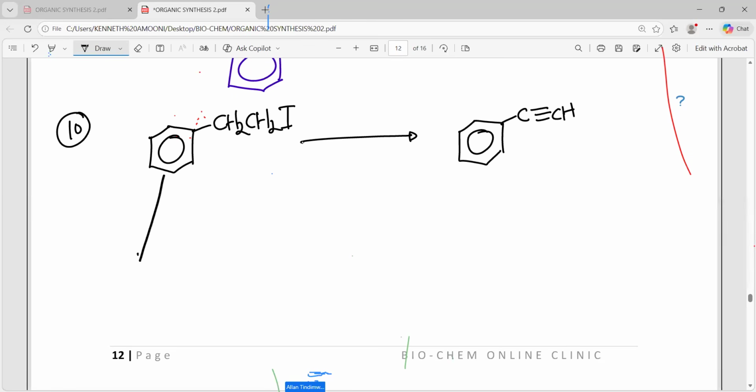So from here, what am I going to do? I can first convert that to an alcohol so that I form my alkene. So how do I convert that to an alcohol? I use sodium hydroxide, and then I'm going to heat. After doing that, I'm going to form an alcohol.